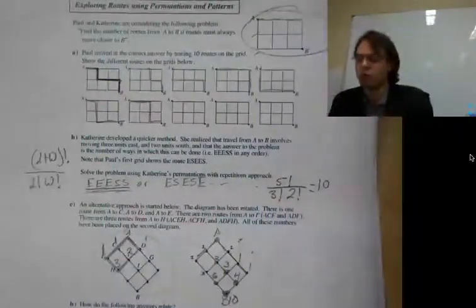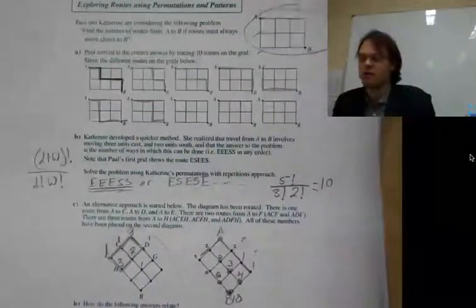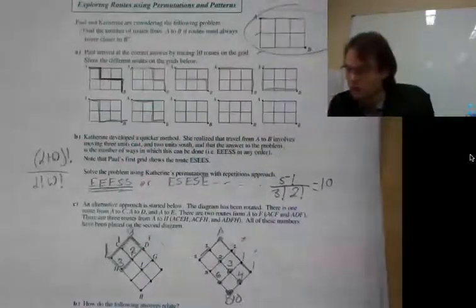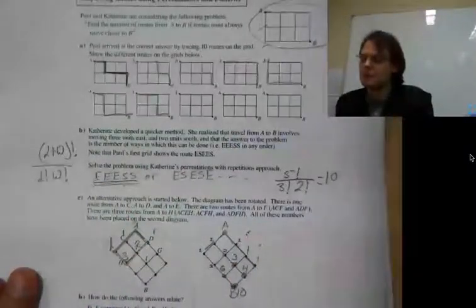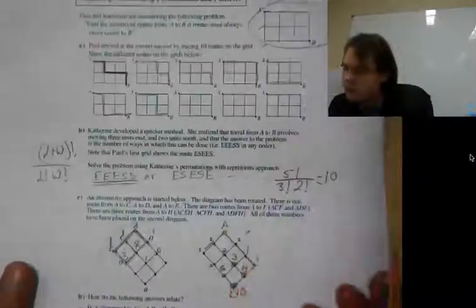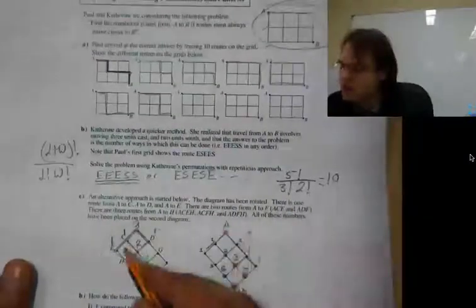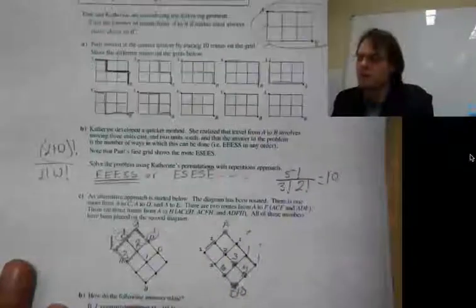So then it says, how do the answers relate? Compare F, C, and D. This is for this one here. How do F, C, and D relate? Well, let's take a look. So, here's F, C, and D. We add C and D, so we add the corners to get F.